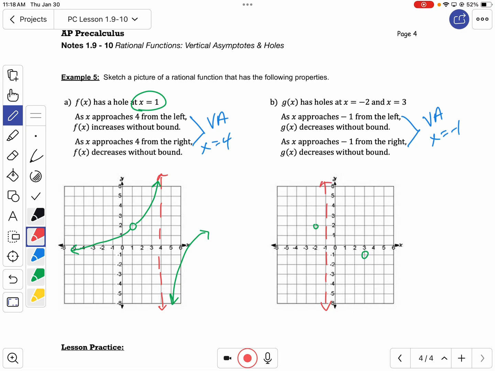So if I come from the left, it's going to decrease. So it's going to go down. Oh, I didn't want to pick yellow. It's going to go down. It needs to do something, so I'm just going to have it do that on that side. And then as it approaches from the right, it decreases. It's going down again, and I'll let this one kind of go this way, and there we go. I could have made that turn down again, but it doesn't matter, as long as it's doing what it's supposed to close to the asymptote.